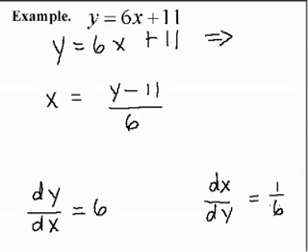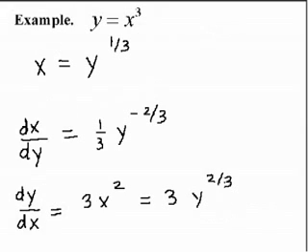Now here is a nice example. y is equal to 6x plus 11. That implies that x is y minus 11 over 6. What is dy dx? dy dx is 6. What is dx dy? dx dy is 1/6. You see that the dy dx and dx dy are reciprocals of each other.